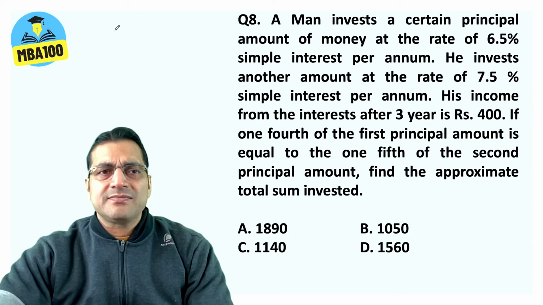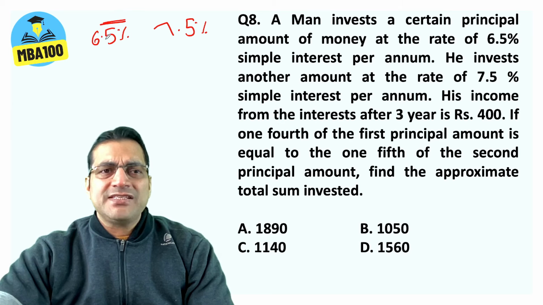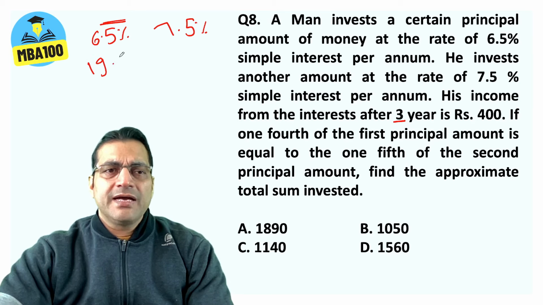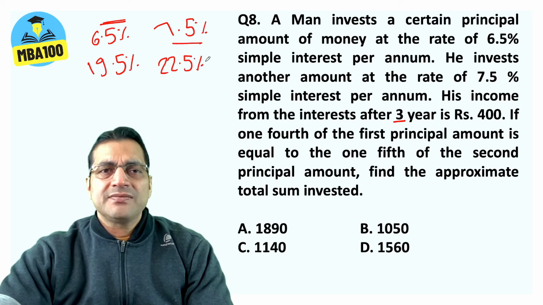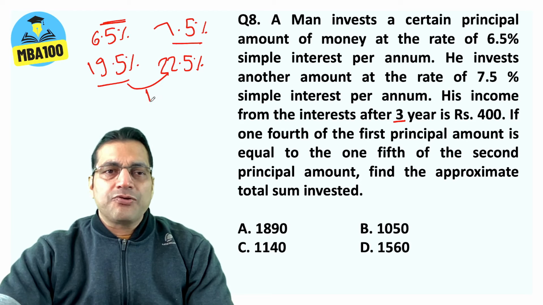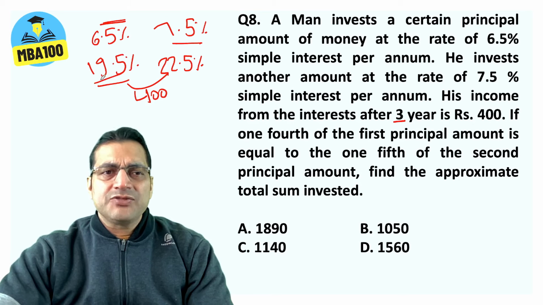this person invests at 6.5% and 7.5%. So whatever this person has invested at 6.5%, in 3 years he would be getting 19.5% on that. And whatever he has invested at 7.5%, he would be getting 22.5% on this. So his overall return has to be, a part is at 19.5%, another part 22.5%. And these two things put together earn him 400 rupees. Don't you think this is very close to 1 by 5?